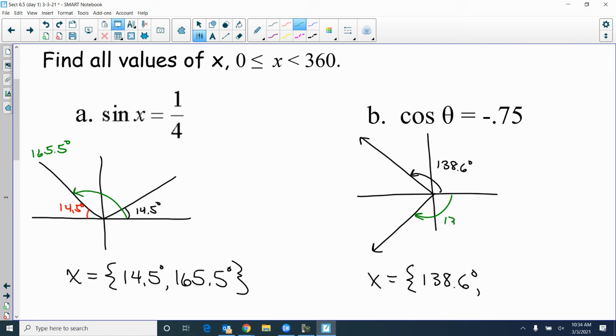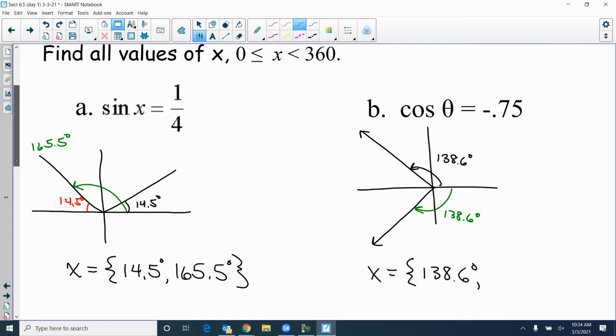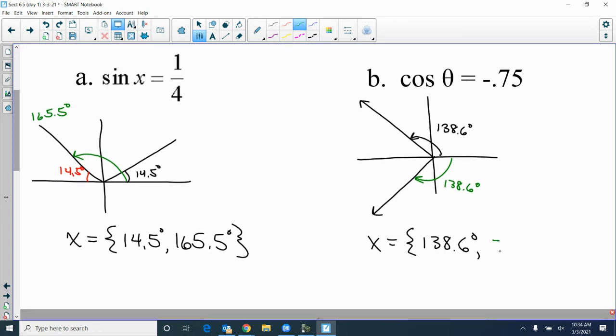Because that is also going to be 138.6. So what is 360 minus 138.6? 221.4.